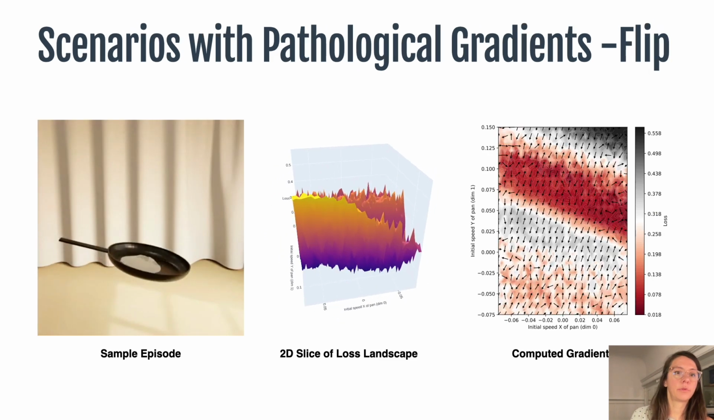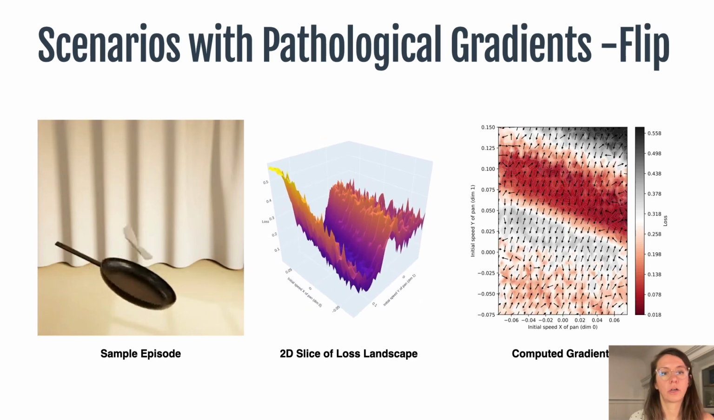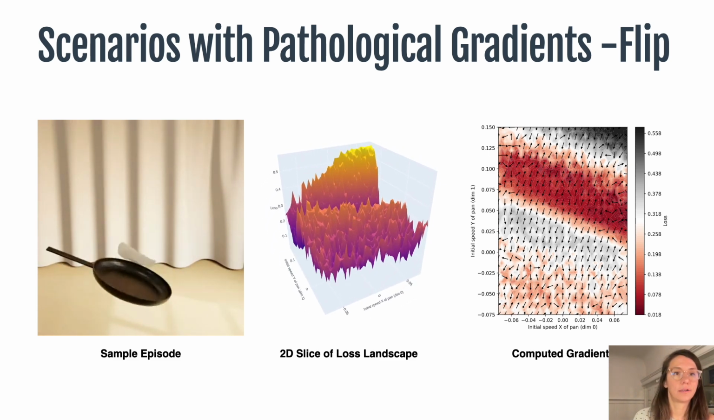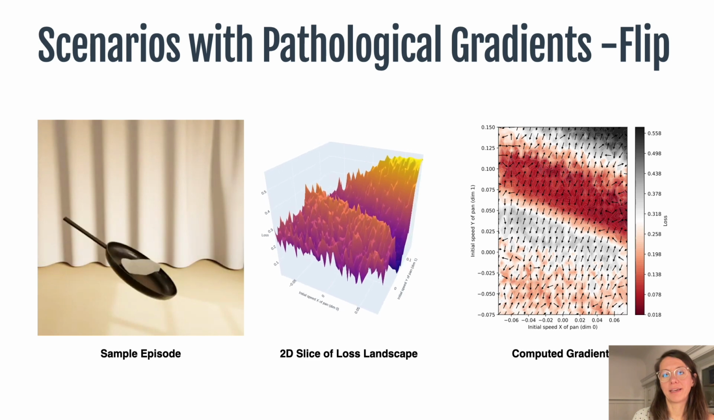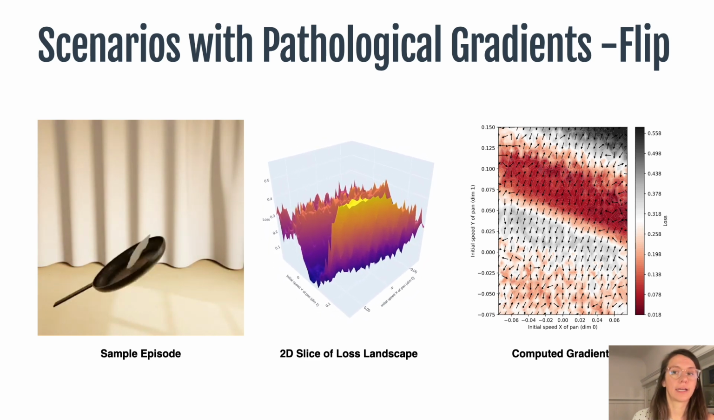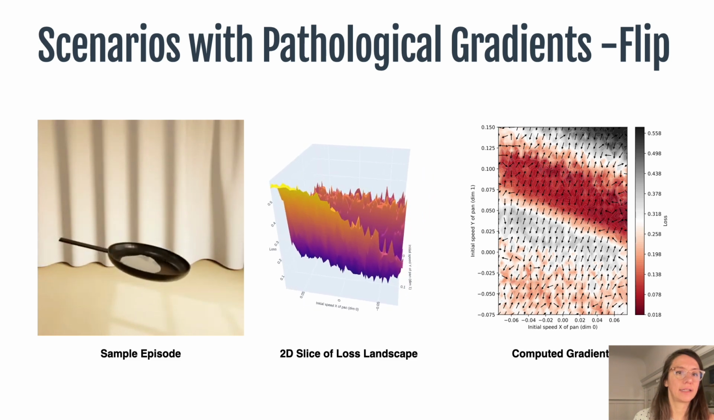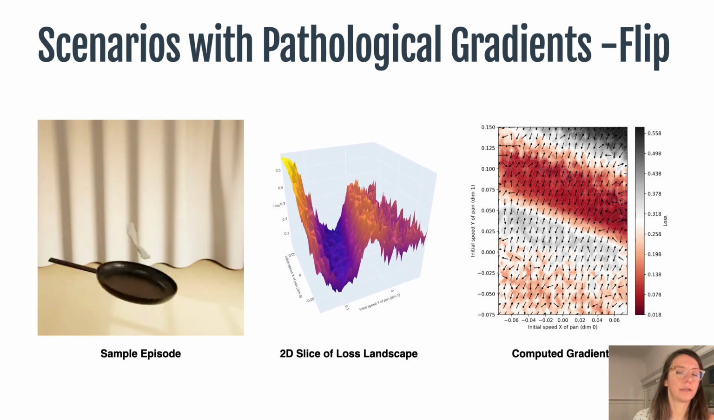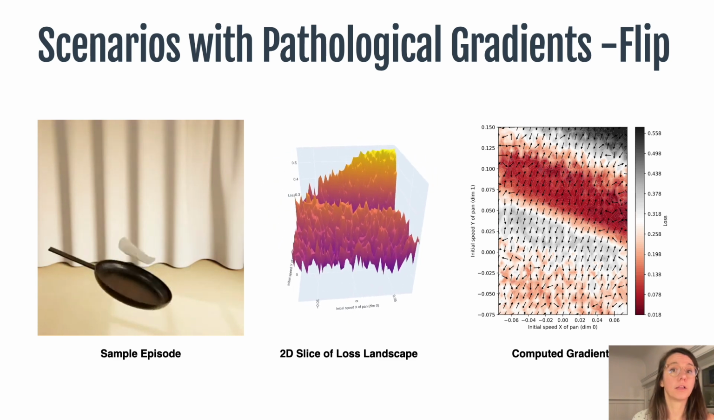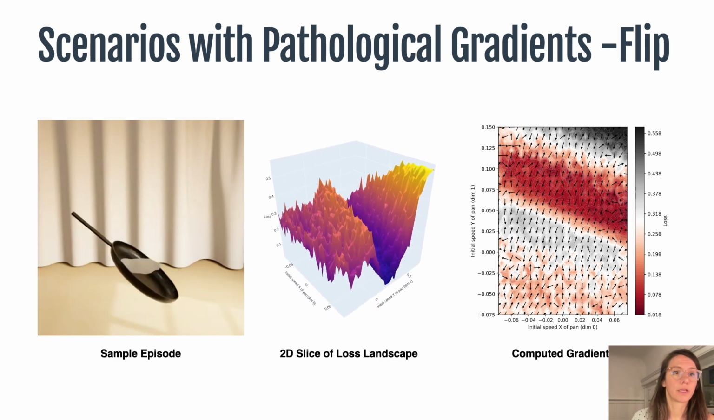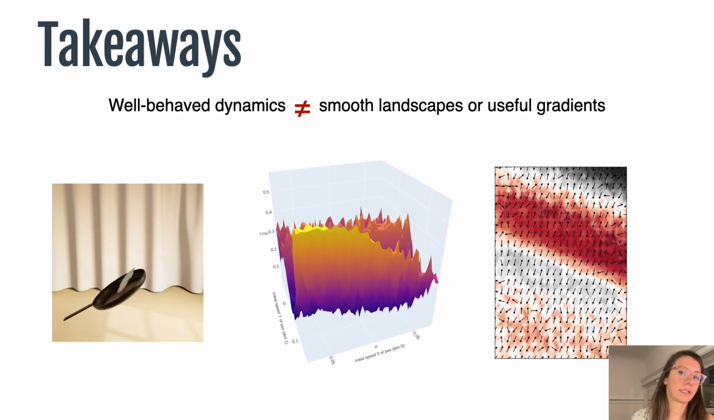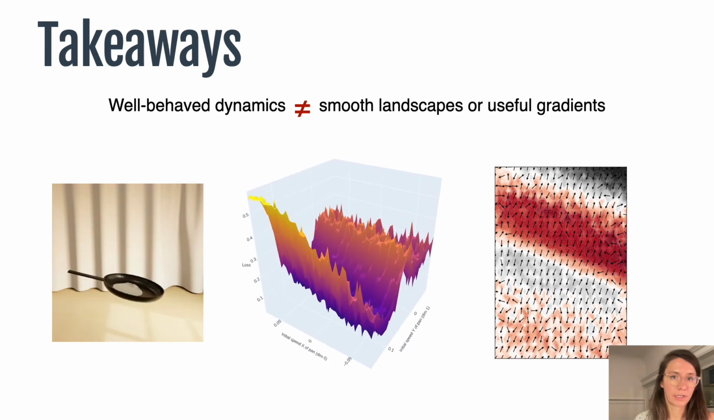Here's another example, this time contacts between a rigid and a highly deformable object, this pancake, yield a very rough landscape and low quality gradients. And this is despite the fact that the dynamics of the environment as visualized on the left actually appear fairly well behaved. So to summarize, here's the message that we would like to communicate with our work.